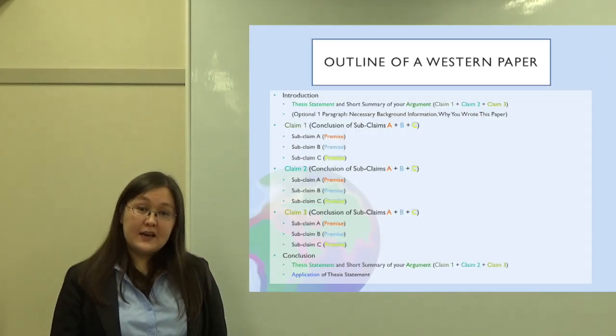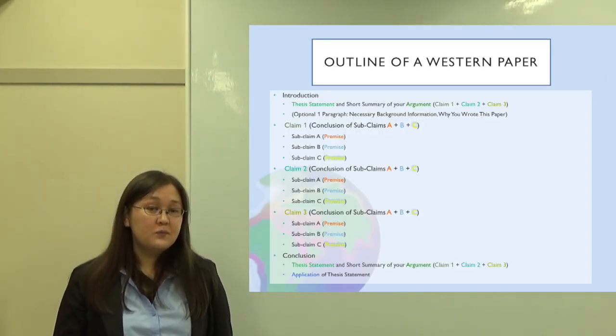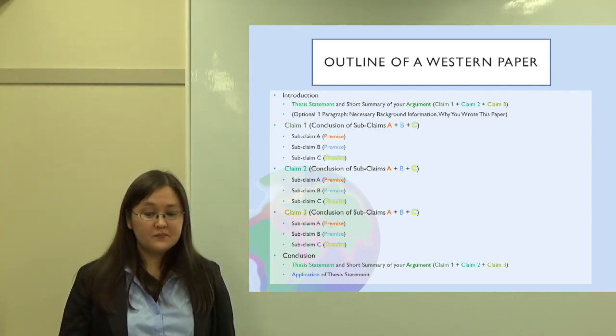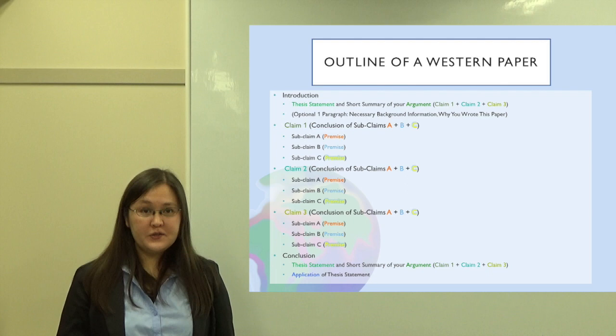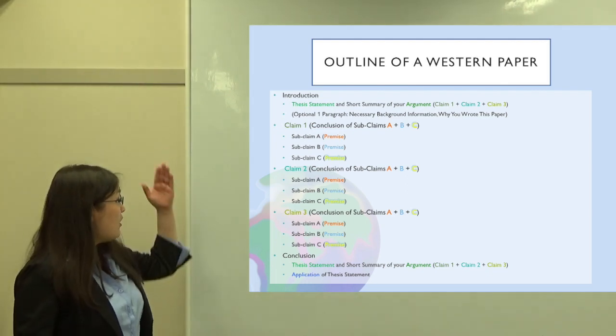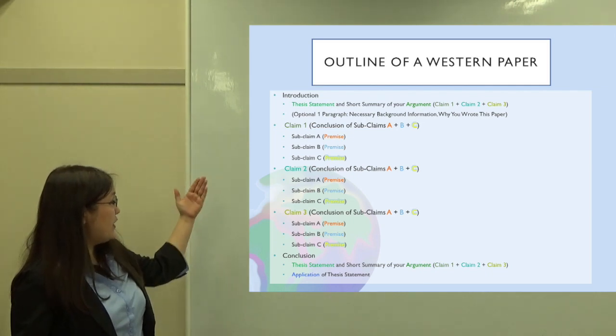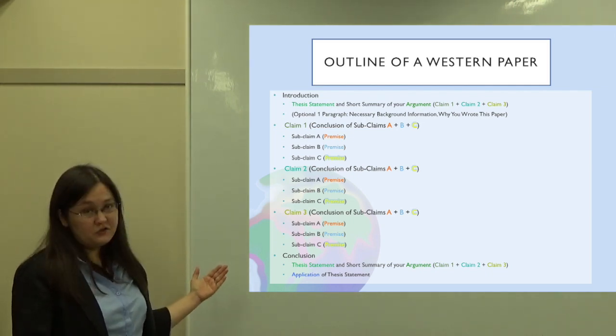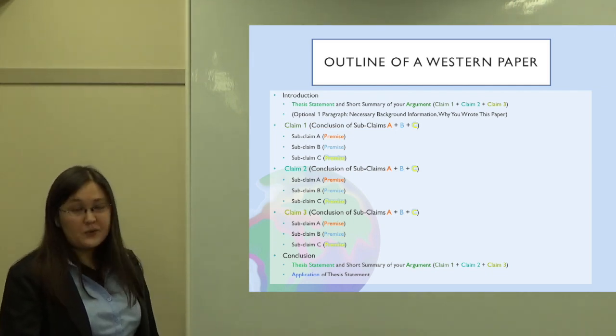So let's look at the outline of a Western academic writing paper. This is how it must be. We have a strict and serious structure. This is it. So we have our introduction, claim 1, claim 2, claim 3, and conclusion. This is our basic structure.